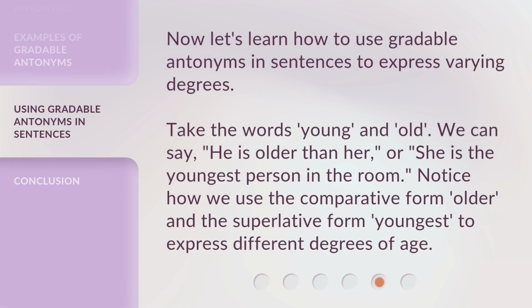Now let's learn how to use gradable antonyms in sentences to express varying degrees. Take the words young and old. We can say, he is older than her, or she is the youngest person in the room. Notice how we use the comparative form older and the superlative form youngest to express different degrees of age.